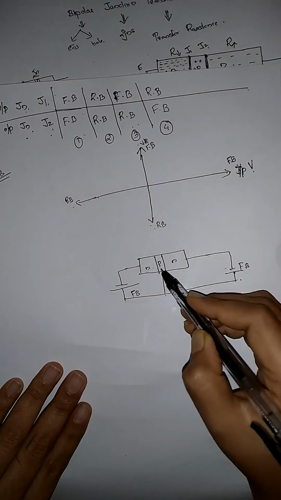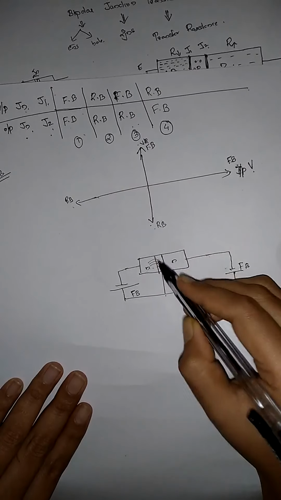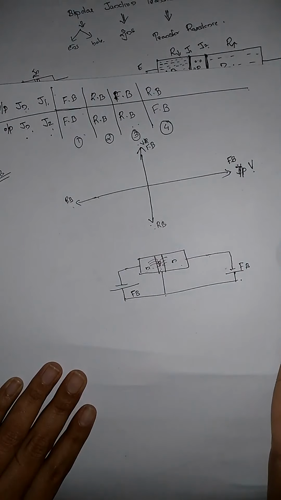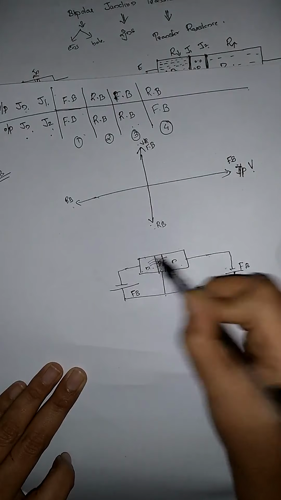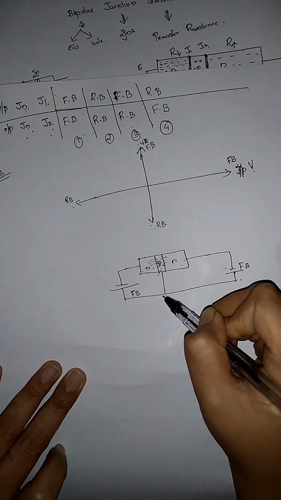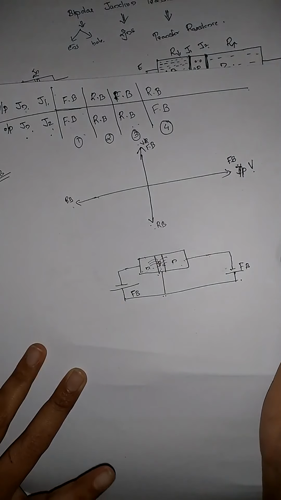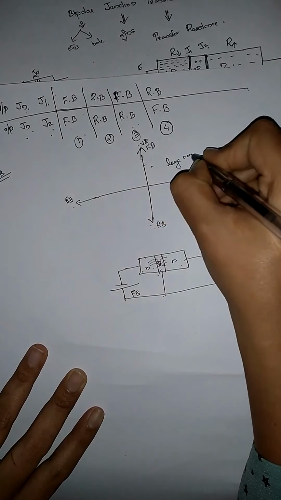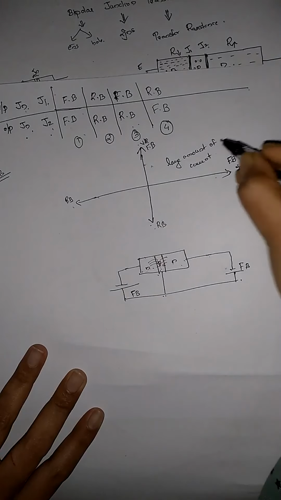So since this junction is forward biased, a large number of electrons will flow into the base region. Similarly, this junction is also forward biased, so a large number of electrons from the collector also enter into the base region. So the electrons from the emitter and the collector will join at the base and come out of the base. Okay, so what will be the total current? There will be a large amount of current coming. So when both junctions are forward biased, there will be a large amount of current coming from the device.